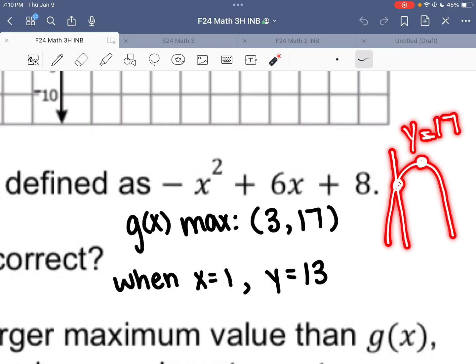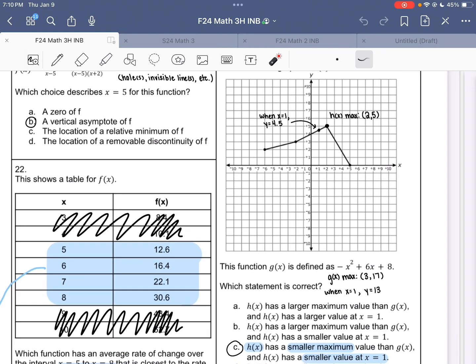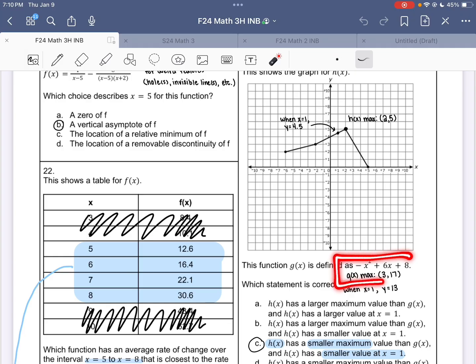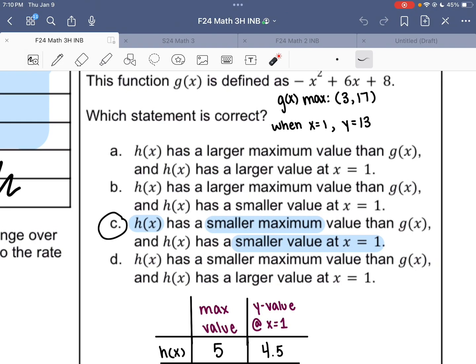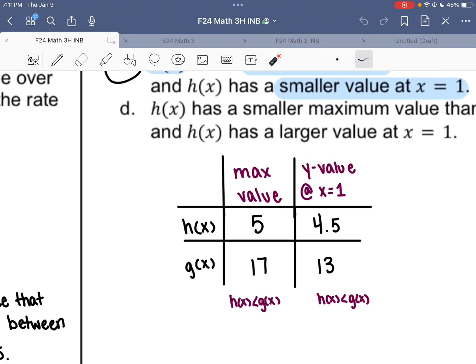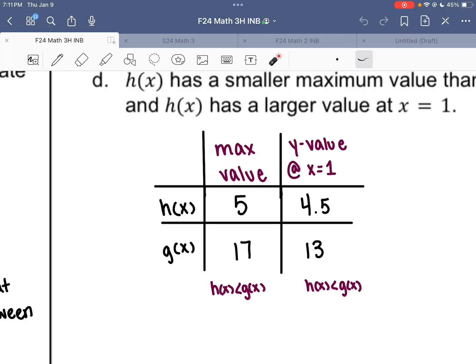And if you go to find where x is 1, y is about 13. So what it looks like is that both of the values for G are greater than the values for H. So answer choice C says that H has a smaller maximum value and it has a smaller value at x is 1. This little table is honestly unnecessary, but in case you were confused about what I was talking about, I wanted you to see a table of values so that you can compare. G clearly has the bigger values, so that's why our answer is that H is smaller.